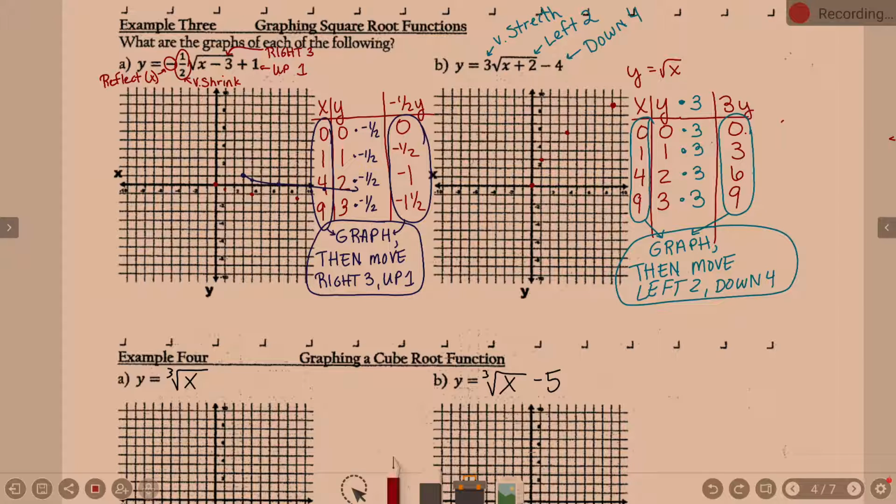Do you see what a stretch of 3 does to this thing? Stretches it. This stretches it way up, doesn't it? Okay. That 1/2 yesterday didn't shrink it very much, but this 3 stretches it way up.